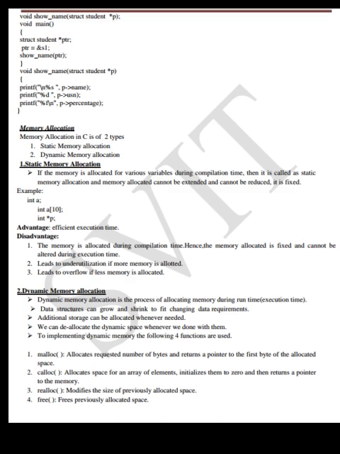Memory allocation in C is of two types. First is static memory allocation, second is dynamic memory allocation. First is static memory allocation. If the memory is allocated for various variables during compilation time, then it is called static memory allocation, and the memory allocated cannot be extended and cannot be reduced. It is fixed. See the example.